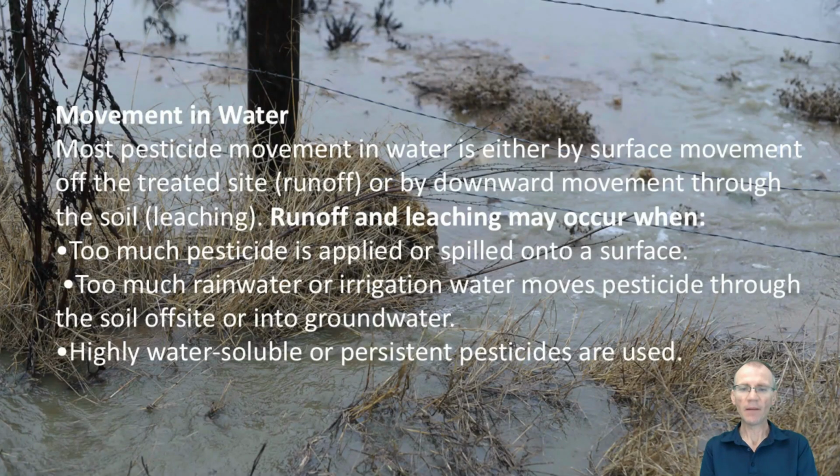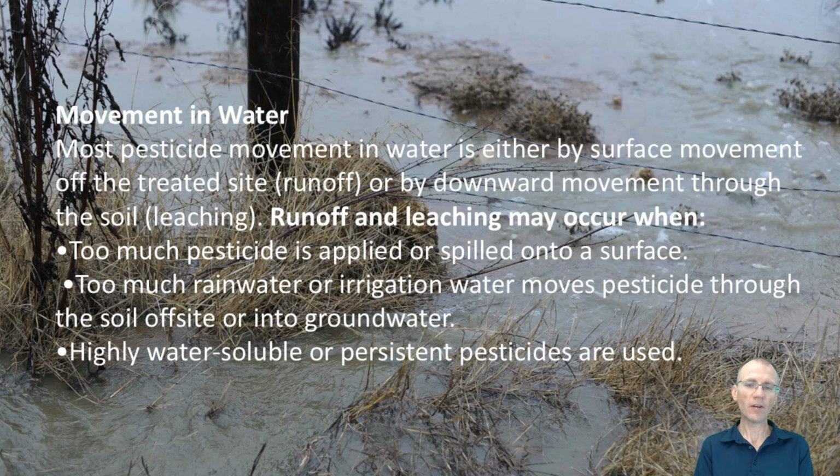Next, let's talk about movement in water. Most pesticide movement in water is either by surface movement off the treated site, runoff, or by downward movement through the soil, leaching. Runoff and leaching may occur when too much pesticide is applied or spilled onto a surface, too much rainwater or irrigation water moves pesticide through the soil, off-site, or into groundwater, or highly water-soluble or persistent pesticides are used.